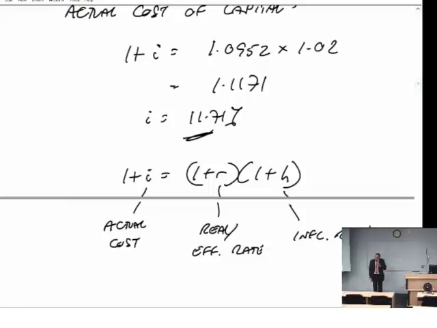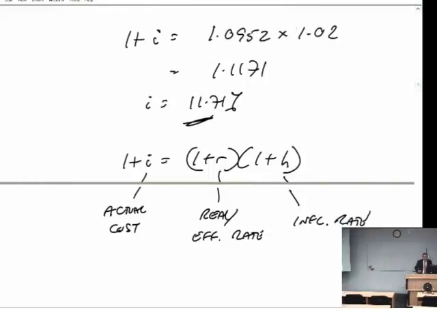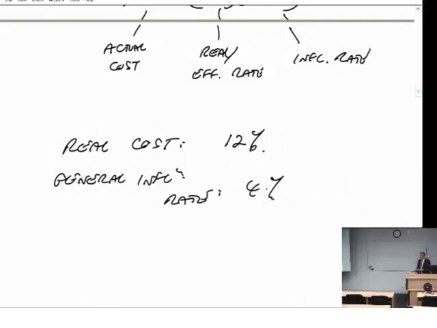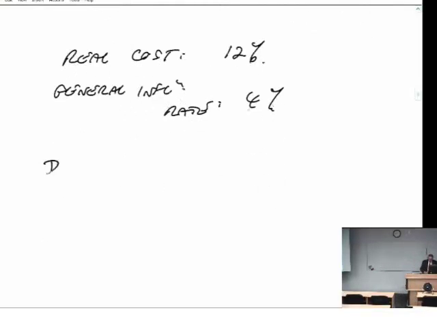But instead of telling you the actual cost of capital, he'll say something like, the real cost of capital 12%, the general rate of inflation 4%. Well, he'll expect you to discount, like yesterday, the actual cash flows at the actual cost of capital. And so what is the actual cost of capital? I'll write the whole thing down. You will discount the actual cash flows at the actual cost of capital.